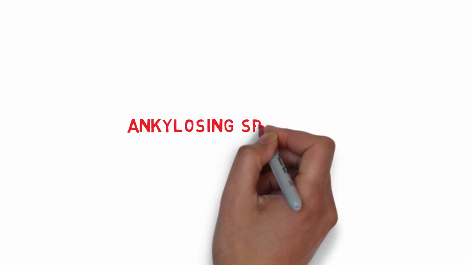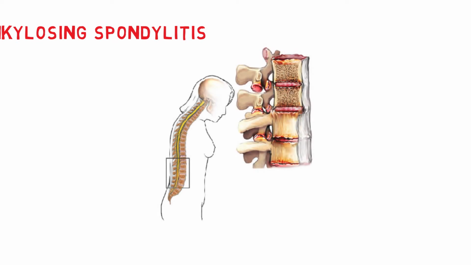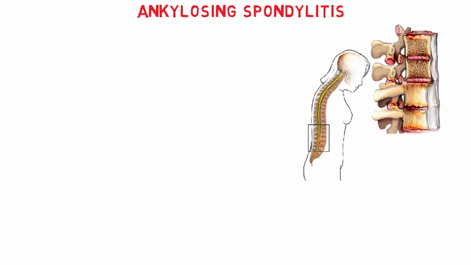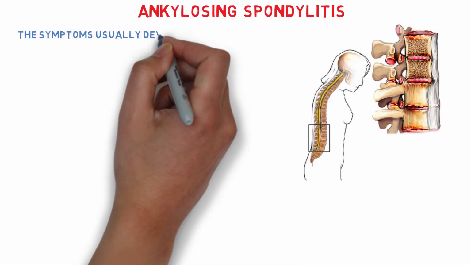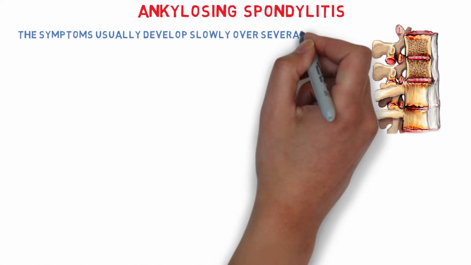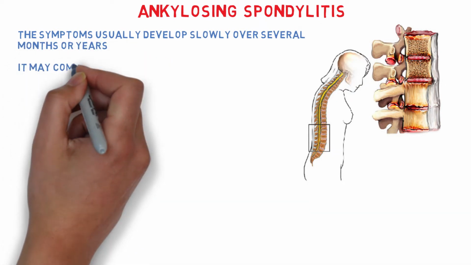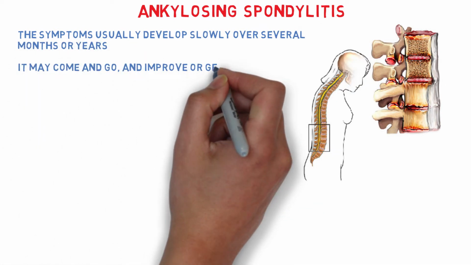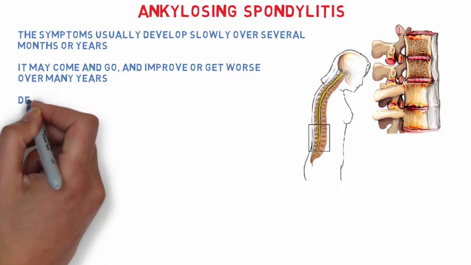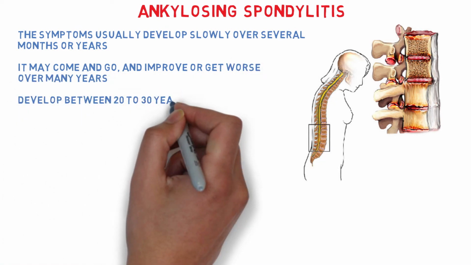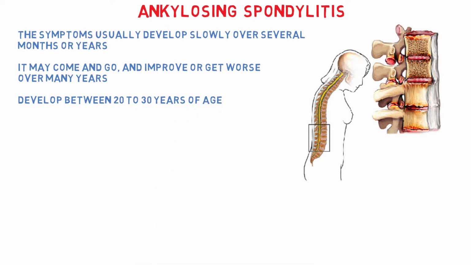Let's now discuss one autoimmune condition, ankylosing spondylitis. Ankylosing spondylitis is a type of arthritis that causes inflammation in the joints and ligaments of the spine. 9 out of 10 patients are associated with the HLA-B27 gene. The symptoms of ankylosing spondylitis, as usual, develop slowly over several months or years. The symptoms may come and go, and improve or get worse over many years. It usually first starts to develop between 20 to 30 years of age.